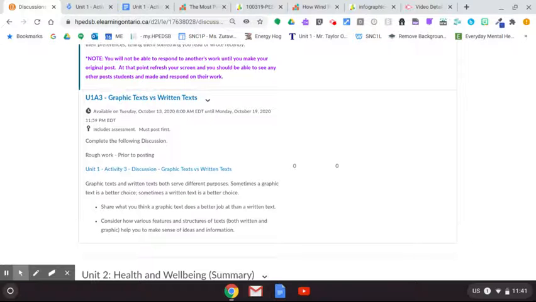Okay, so what is it that you're going to be doing? You're going to be talking about graphic text and written text and how they serve different purposes. Sometimes a graphic text is a better choice. Sometimes a written text is a better choice. So what I want you to do in the discussion is share what you think a graphic text does a better job at than a written text.